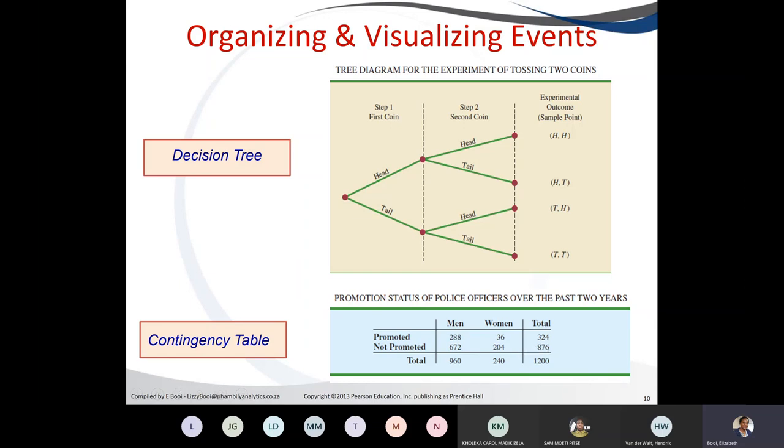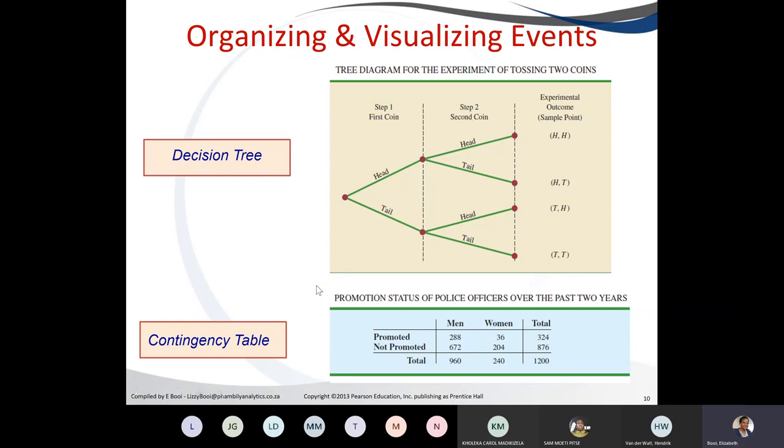Now, in the exam or in your assignment, sometimes they might give you a contingency table, but do not give you the total. You have to calculate the total because it will help you to calculate your simple event. So this is a simple event, regardless of whether the police officer who was promoted was a man or a woman, there were 324. And that is the contingency table. You will see that I like using it in most of the exercises that we're going to be doing. You will see that I apply the contingency table to visualize some of the probabilities.